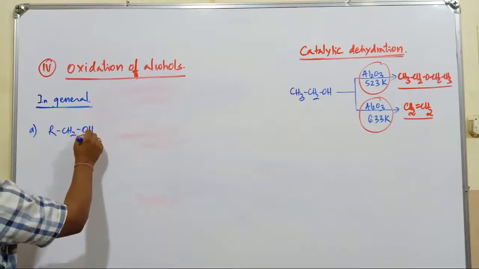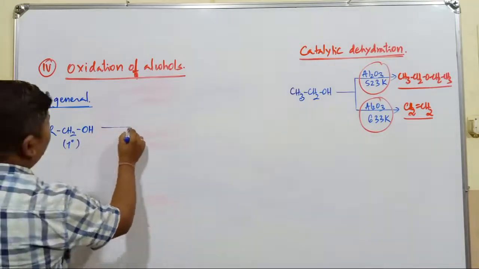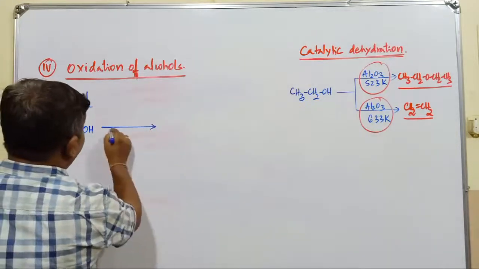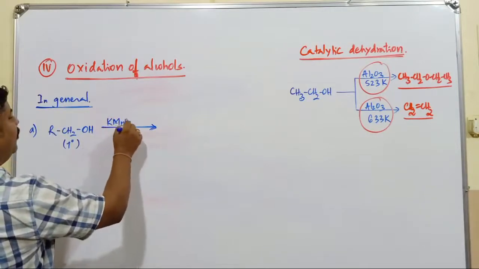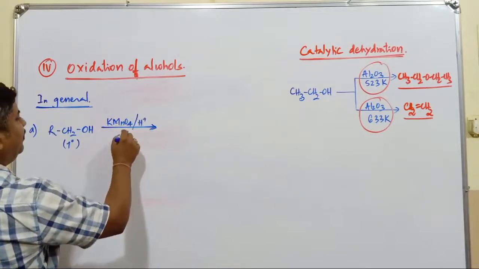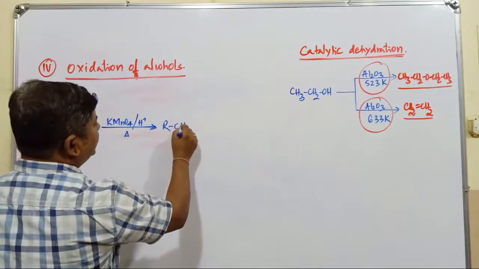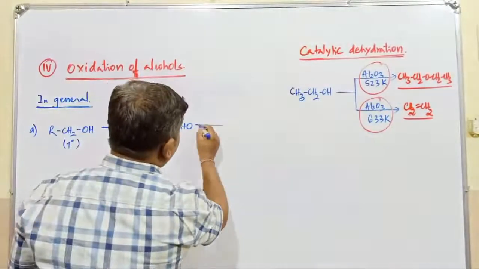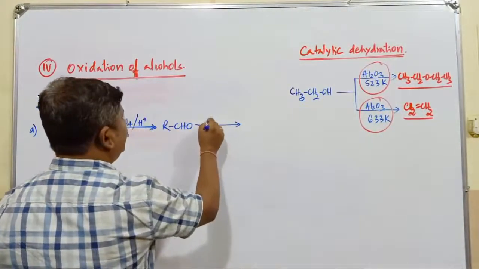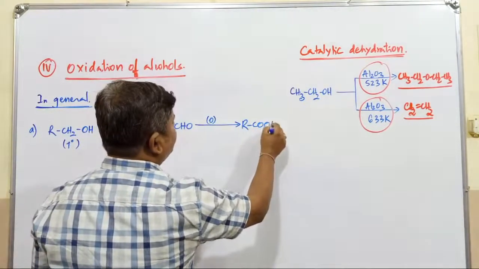RCH2OH. This one is a primary alcohol. When primary alcohol is oxidized in presence of KMnO4, potassium permanganate in acidic medium, what's the compound obtained here? It gives rise to an aldehyde compound. So this is an aldehyde. This aldehyde on further oxidation gives rise to what? Carboxylic acid.